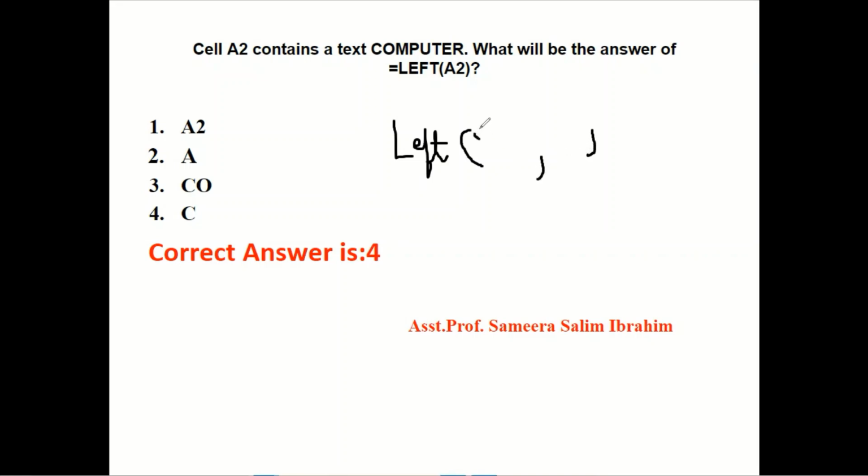Suppose here, in inverted commas, I have written hi, and here I will write 2. That means from the left side, how many characters do I need? I need 2. Or suppose I write HII, three times. Which string have I given here? HII. And how many characters do I need? 2 characters from the left side. What is the left side? This side. So I'm going to take 2 characters, H and I. So my output will be HI.